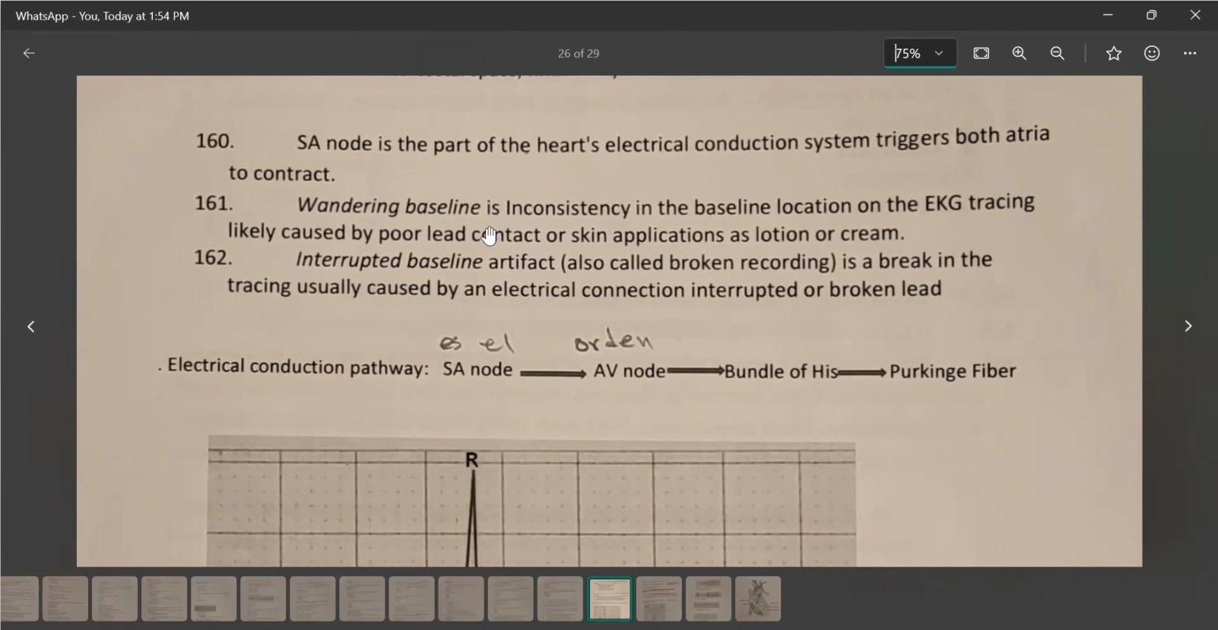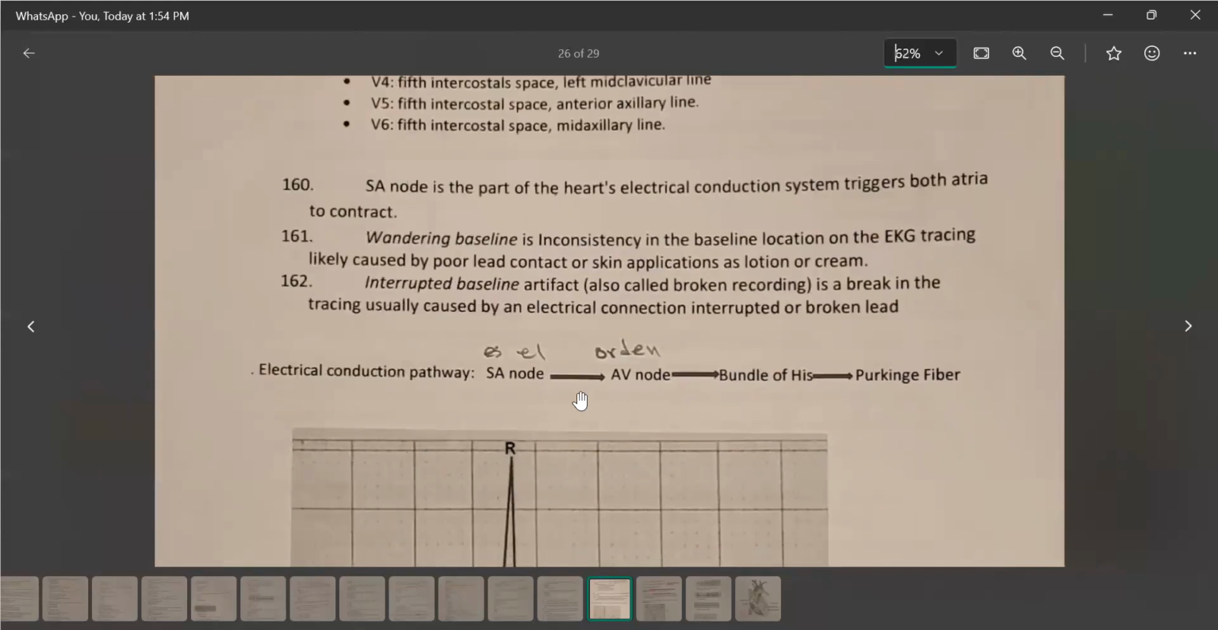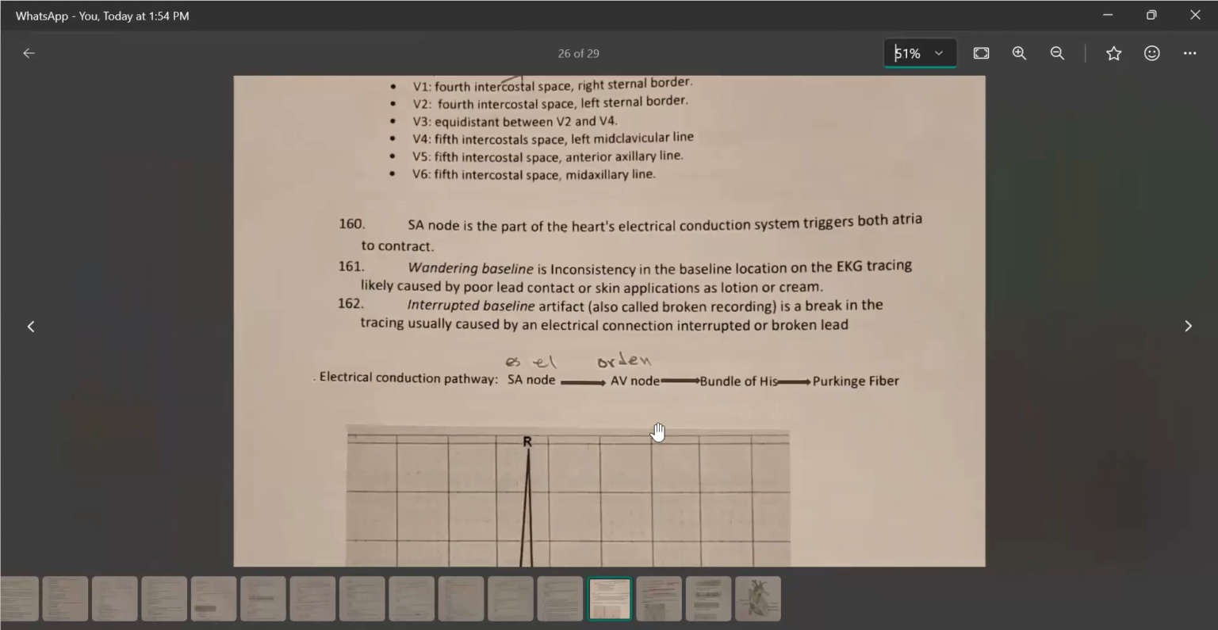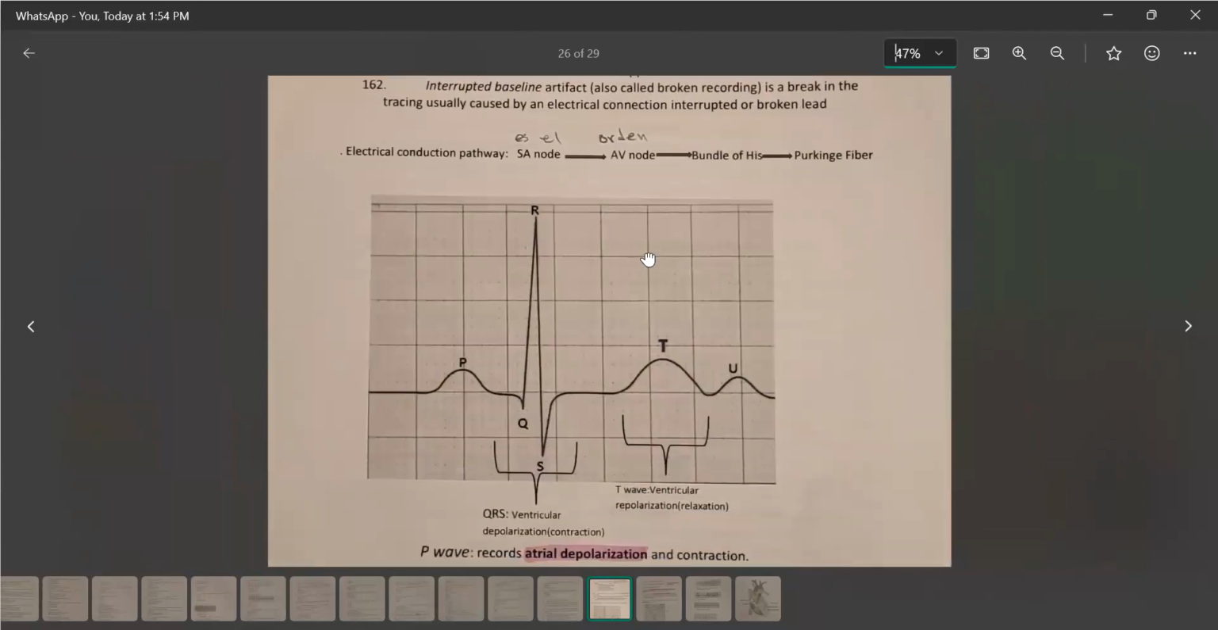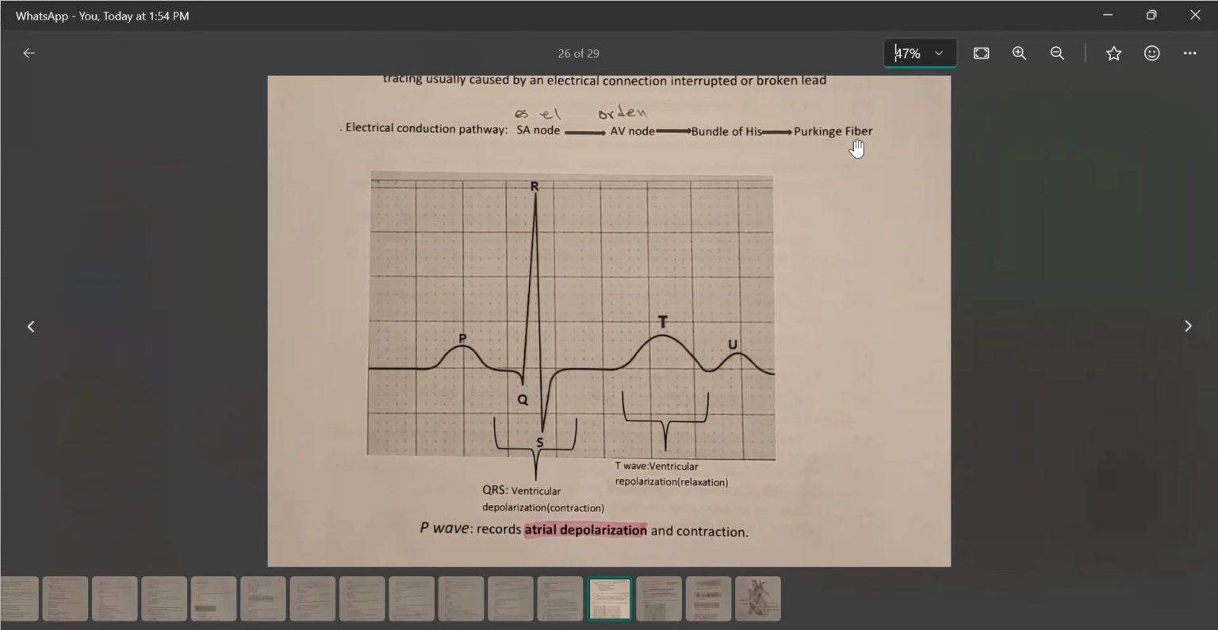Number 161, wandering baseline is an inconsistency in the baseline location on the EKG tracing, likely caused by poor lead contact or skin applications such as lotion or cream. 162, interrupted baseline artifact, also called broken recording, is a break in the tracing, usually caused by an interrupted electrical connection or a broken lead. Electrical conduction pathway: SA node to AV node to bundle of His, Purkinje fibers.